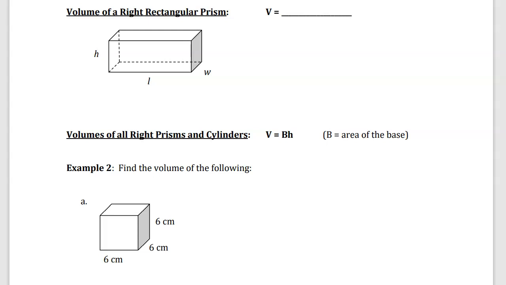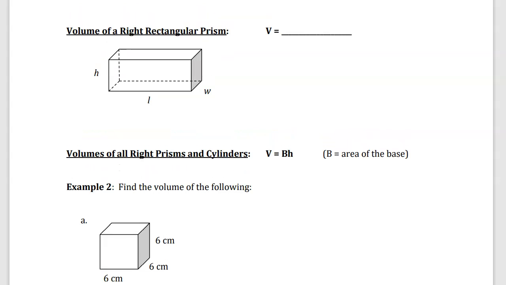Let's look at actually finding the volume. We want to look first at finding the volume of a right rectangular prism. Some of us may remember that most of the time our volume is equal to the length times the width times our height. So we have length, width, and height.